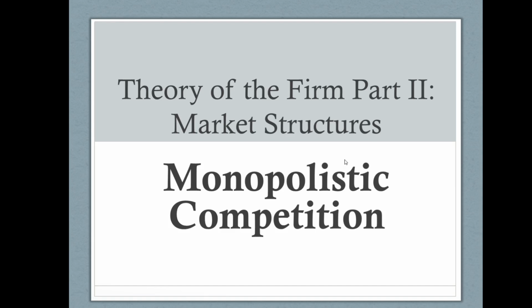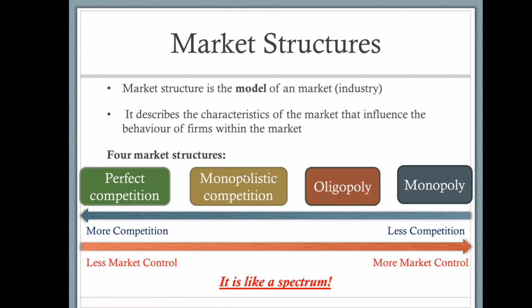So take a look at this. Now we are here. Once again, the spectrum: we have learned the two extremes, perfect competition and monopoly. Now we are going to learn something quite close to perfect competition, that is monopolistic competition. There will be a lot of competition here, but at the same time, you are going to have a little bit of market control in this market structure.